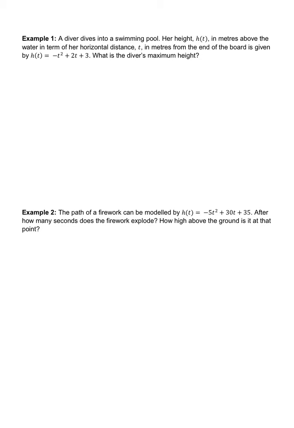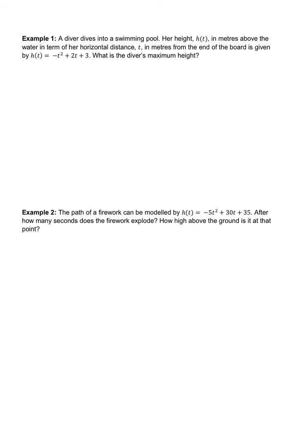Okay, as our first example, a diver dives into a swimming pool. Her height h(t) in meters above the water, in terms of her horizontal distance t in meters from the end of the board, is given by the following equation. What is the diver's maximum height? If it's asking for maximum height, we know we have to find the vertex, because that will be the maximum height. We know it's a maximum because look at our a value. It's negative, and so you know that it's facing down.